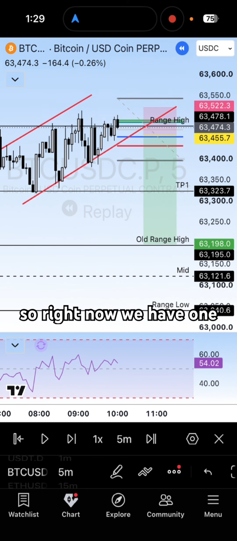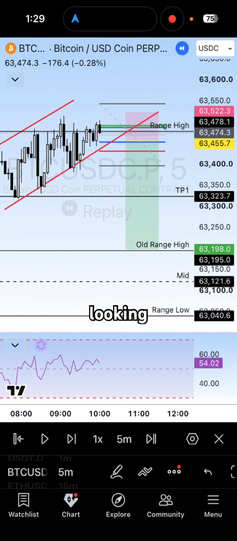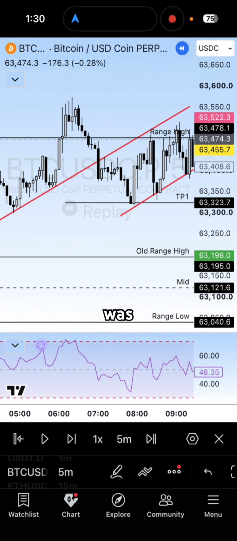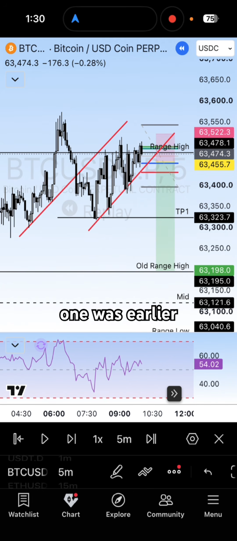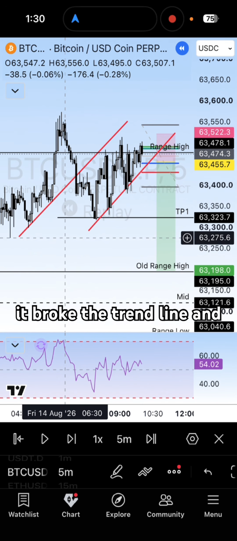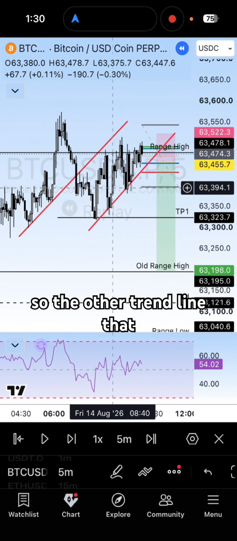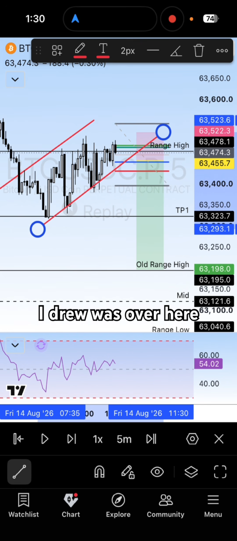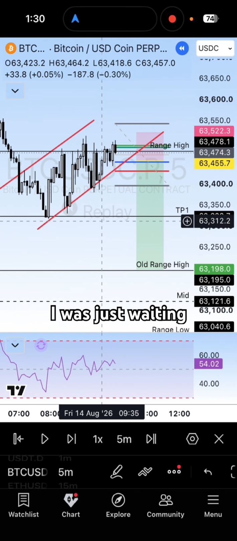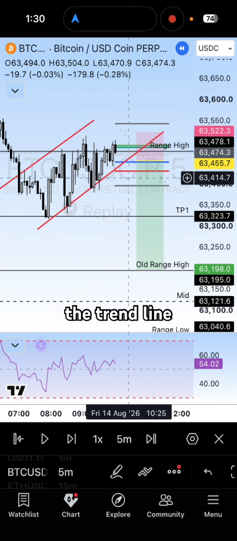So right now we have one trigger in, and the next one I was looking for more confirmations of my trade. So the second trigger I saw was actually a trend line break. This one was earlier on. It broke the trend line and it never went up above, showing that the momentum was going downwards. So the other trend line that I drew was over here, this one, and I was just waiting for the price to break the trend line.